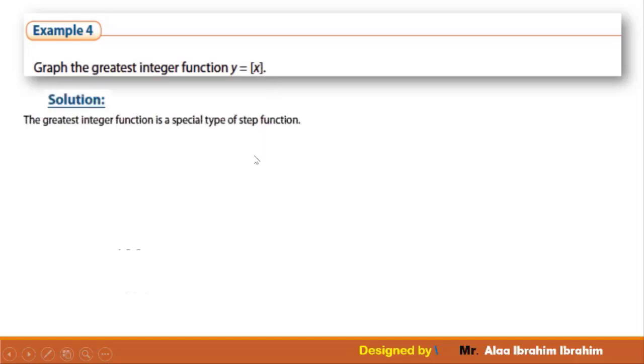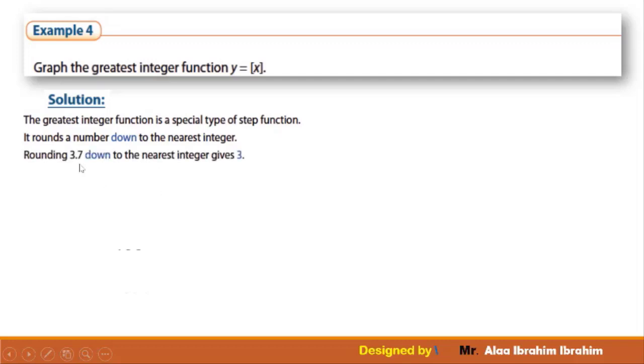Give you an example. The greatest integer function is a special type of step function. It rounds a number down to the nearest integer. Down means the smallest closest, the number which is close but the smallest one. For example, 3.7: the closest smaller integer is 3. So this is the greatest integer function.